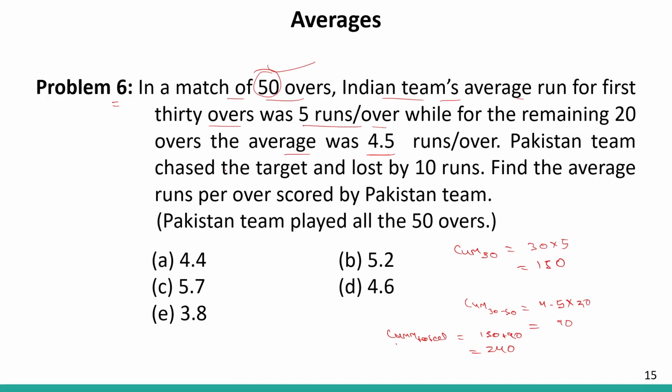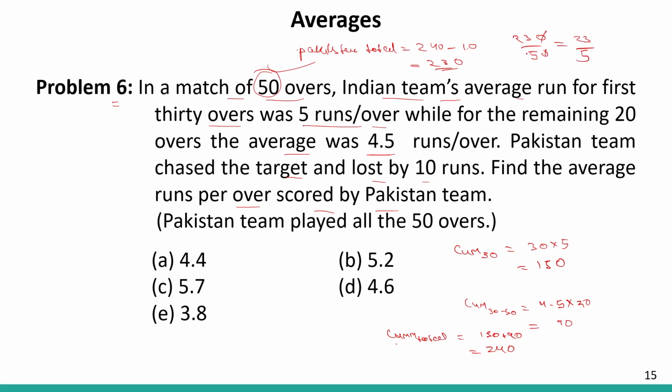Pakistan team chased the target and lost by 10 runs. So Pakistan total is equal to what? 240 minus 10, right? So this will be 230 runs. So this is the amount of runs that Pakistan made. Then find the average runs per over scored by Pakistan team. So average score will be 230 by 50. Cancelling the zeros out, it will be 23 by 5.